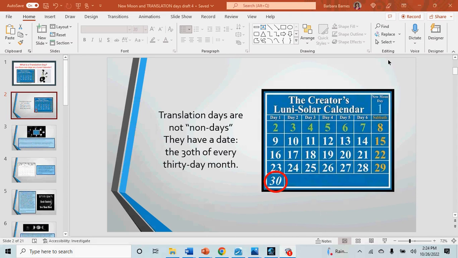So how about anybody else? Does anybody have any comments about a translation day, or what a translation day is? Did this little bit of study help you understand it better?